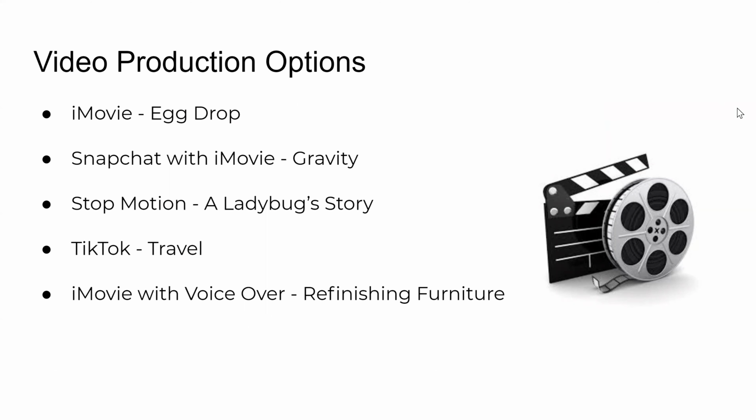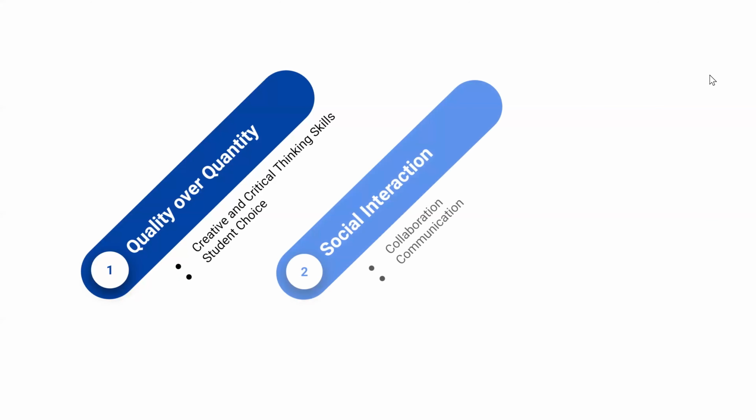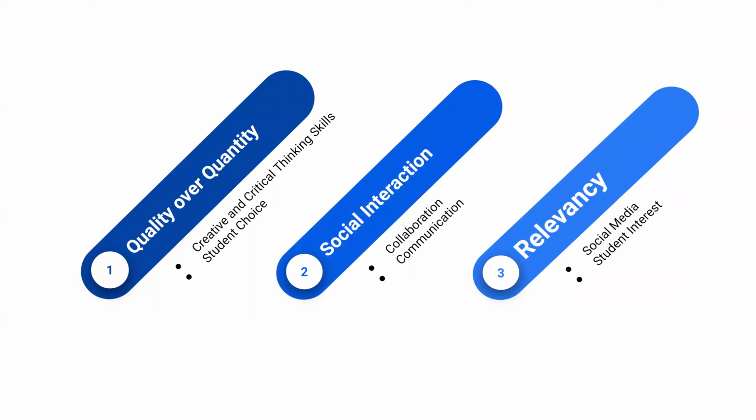So think about it. How can I be creative as the teacher? How can my students be creative in showing what they know? So let's jump back into the research that we learned earlier today. First, we want to make sure that we have quality over quantity. Then we want to make sure we give our students time for social interaction and have relevancy to their lives.